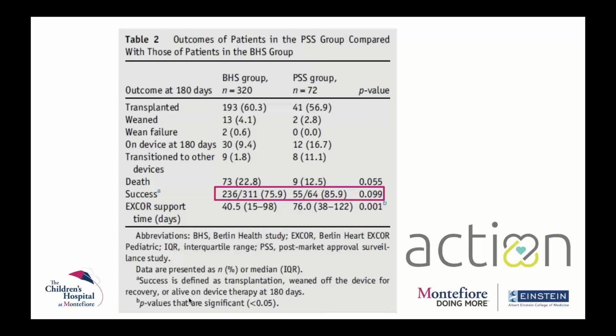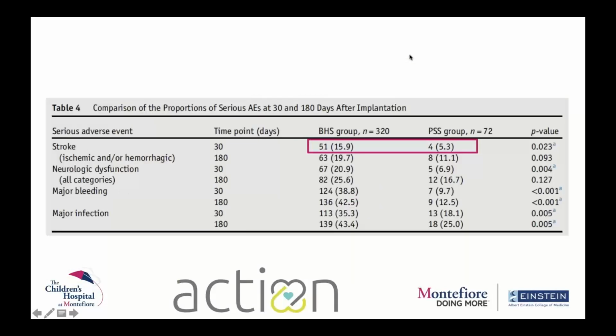And you can see here that they define success as either they were transplanted or they were weaned off the device, or that they were alive on the device at 180 days after implantation. So that is what they consider device success. And you can see that in the initial study group, which was 320 patients, 76% of them reached that success. And the current study group, albeit it was a smaller group of only 72 patients, 86% of them reached that success, device success.